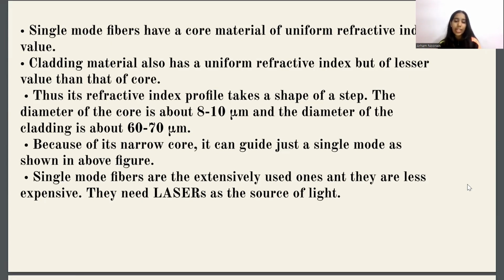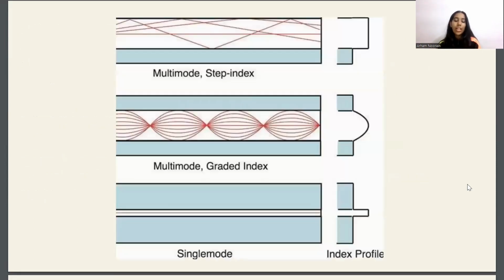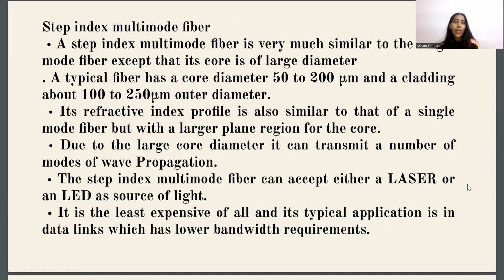Single mode fibers are extensively used and are less expensive. They need lasers as a source of light. Here you can see how the single mode index is there, and the next two which we'll be learning are step index and graded index. Next, we have step index multimode fiber. It is very much similar to single mode, but it has more than one mode. The core diameter is bigger, 50 to 200 micrometer, and the cladding is about 100 to 250 micrometer outer diameter.